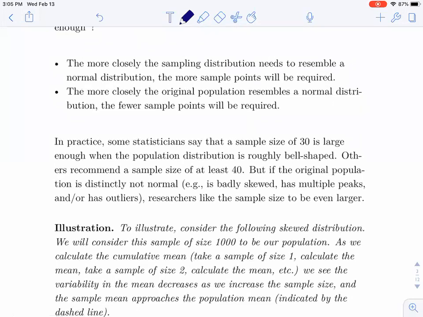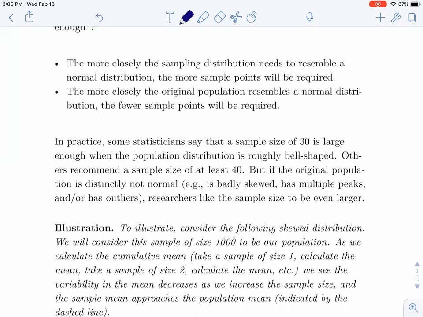The great debate: how large is large enough? In practice, some statisticians say a sample size of 30 is large enough, and we'll just use that as a baseline. I've read papers where 15 is large enough. I'm like, not really. At the end of the day, it's just what sample size do you have? That's all you'll have, and there's nothing you can do about it. Others recommend a sample size of at least 40.